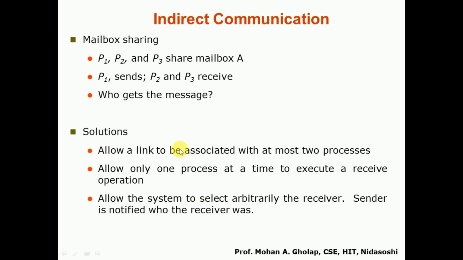So you have to allow a link to be associated with only two processes. And second one is allow only one process at a time to execute a receive operation. So here we know that P2 and P3 have executed receive, so that's why both are able to accept this one. So you can have the restriction that only one process can call the receive. The third one is allow the system to select arbitrarily the receiver. Sender is notified who the receiver was. So that's what here the flexibility is given to select the receiver also.